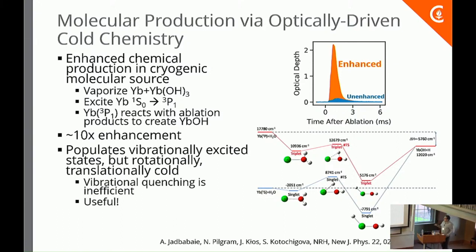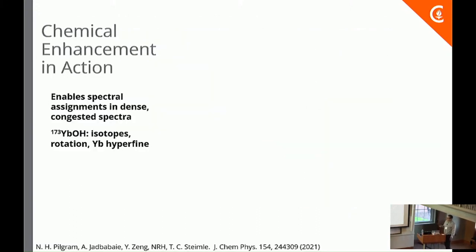So we get a lot more molecules, but there are also some other nice features of this. One is it actually puts quite a bit of population in vibrationally excited states, but then rotationally and translationally cools them, because the vibrational quenching is very inefficient. And this is a useful trick for a few reasons that I'll talk about. Another trick you can play is you can use it as a feature to do spectral assignments when you have very dense and congested spectra.